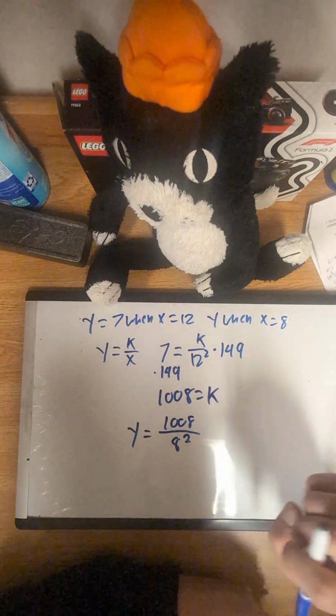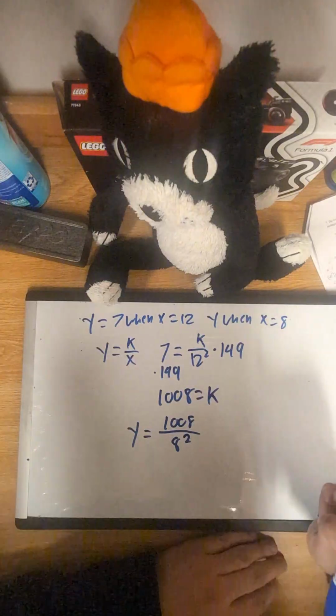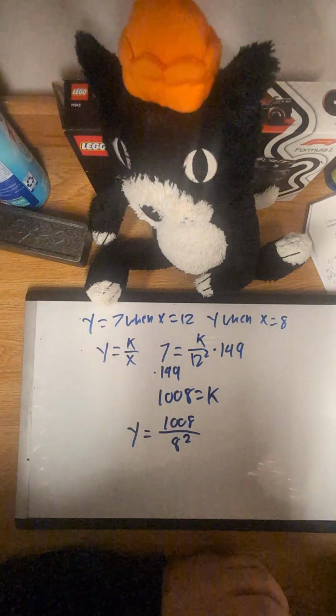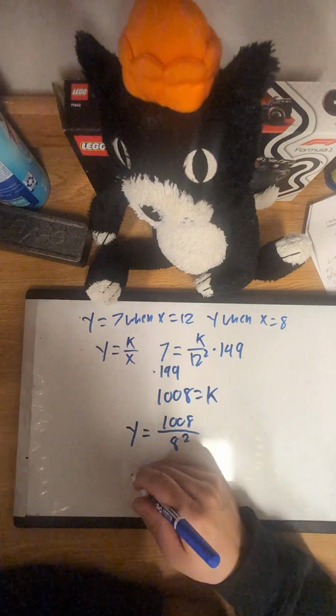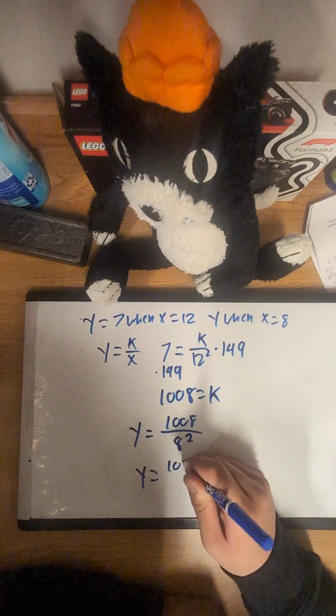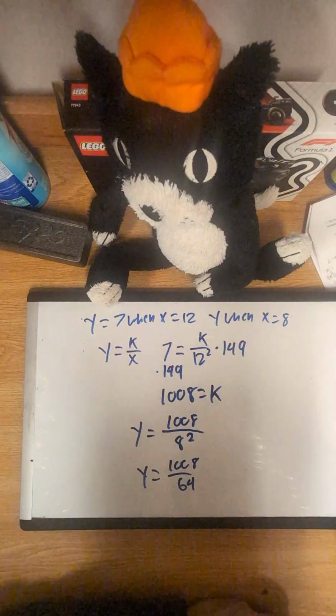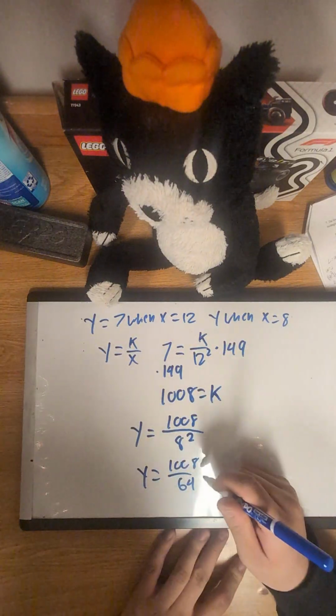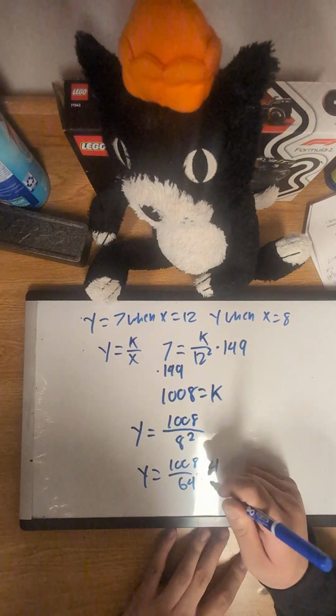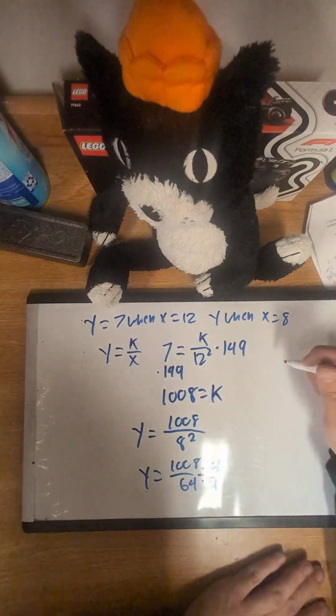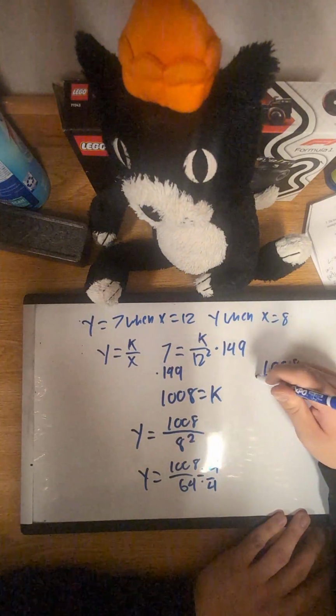So we're going to go ahead and now solve for this. So what's 8 squared? It's going to be 64. So let's go ahead and plug that in first. So y equals 1008 over 64. Now we can go ahead and reduce this fraction a little bit. So let's go ahead and do it by 4. Do this the hard way because I don't know that off the top of my head.